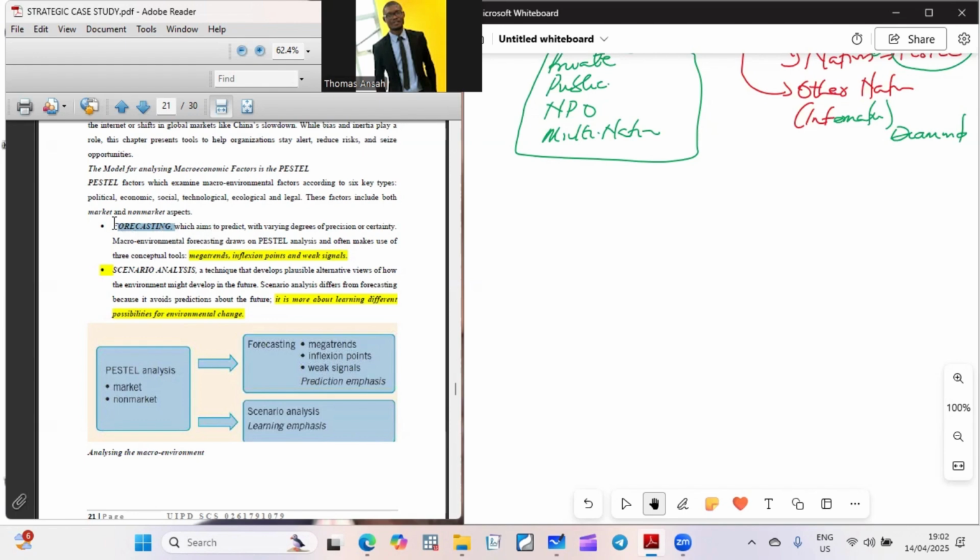Now, you are going to use the PESTEL to forecast. And forecasting, the essence is to have a certain degree of certainty of what the future is going to be. So you are checking mega trends, then to see inflection points. When we say inflection point, we are talking about where there is some kind of convergence of changes. It is going to tell you where the change is being directed to. So we are seeing mega trends. Things are changing, but an inflection point gives you a precision of where things are changing towards.